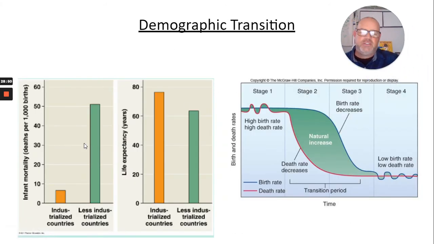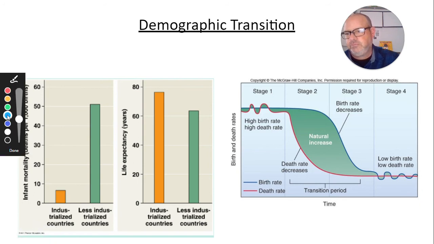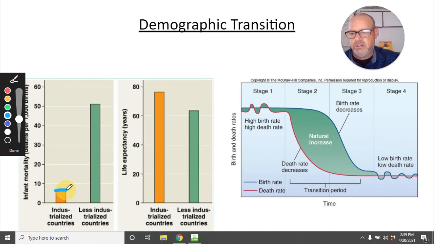Demographic transition. So this is talking about countries that are less industrialized versus the industrialized countries. So this one over here, infant mortality, deaths per 1,000 births. So industrialized countries, the infant mortality rate per 1,000, we're sitting at like, what is that, 6 or 7 babies per 1,000 in industrialized countries. But look at this, it's over 50 babies are going to die in less industrialized countries. Okay, and here's one for life expectancy.